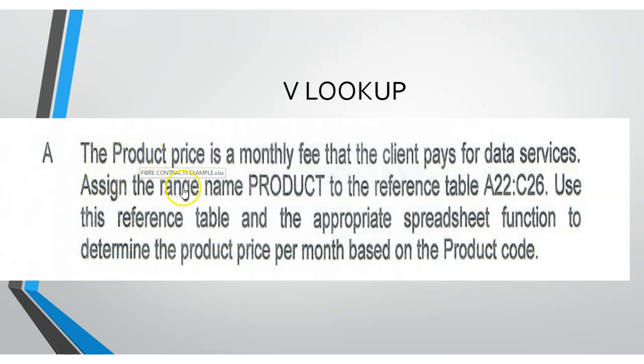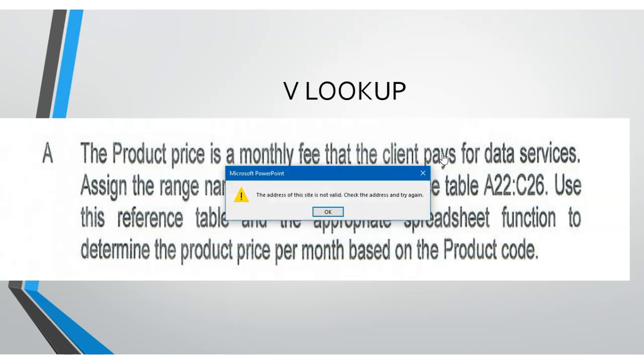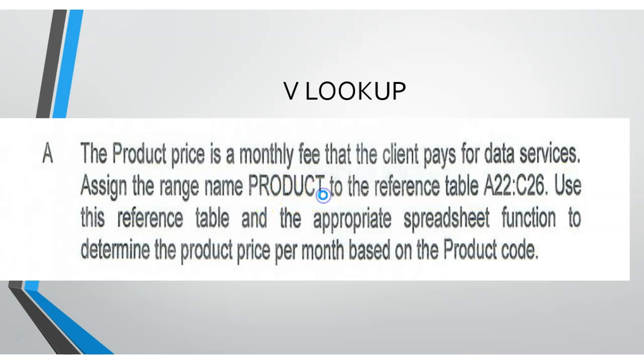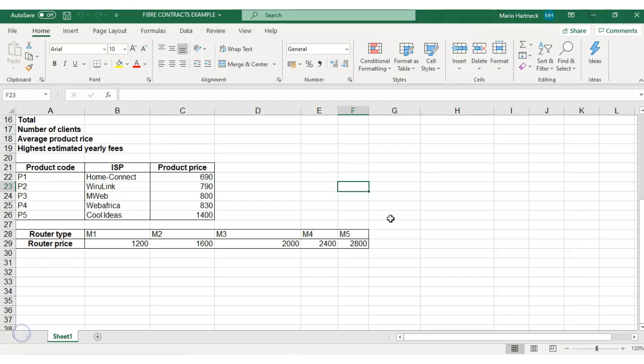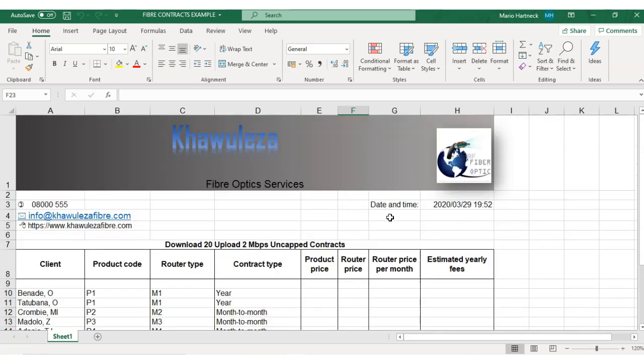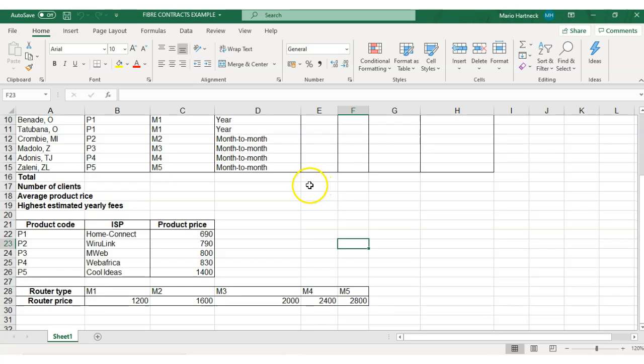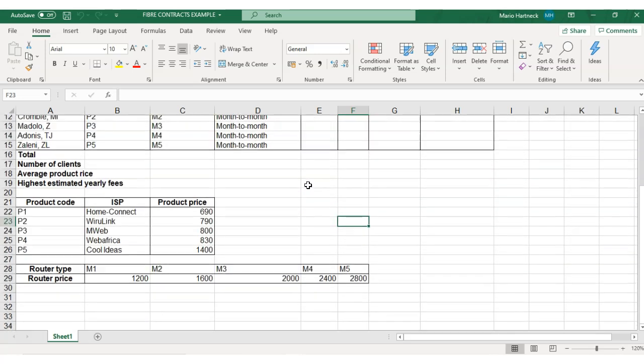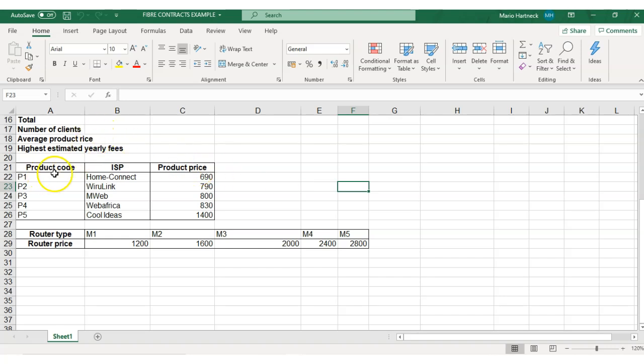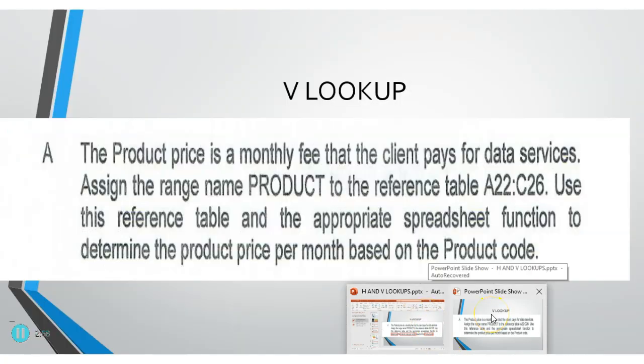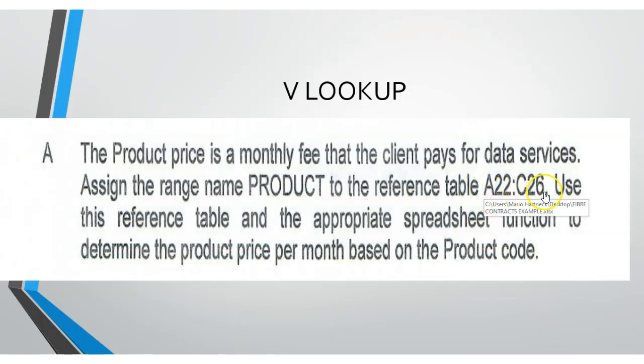First of all, we need to go and assign a range name, and the name should be product for the reference table A22 to C26. Now if I go to that specific link, we will see the following things. So here's a document that we're going to have to use. Some of you, this is a very familiar document, but for most of you it's not. But here we have two tables. Now remember, if I go back to that question, it references the following: A22 to C26. We need to assign a range name to that.